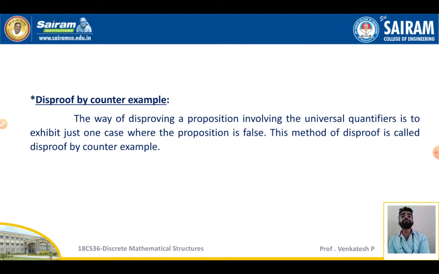Next one is disproof by counterexample. The way of disproving a proposition involving the universal quantifier is to exhibit just one case where the proposition is false. So this method of disproof is called disproof by counterexample.